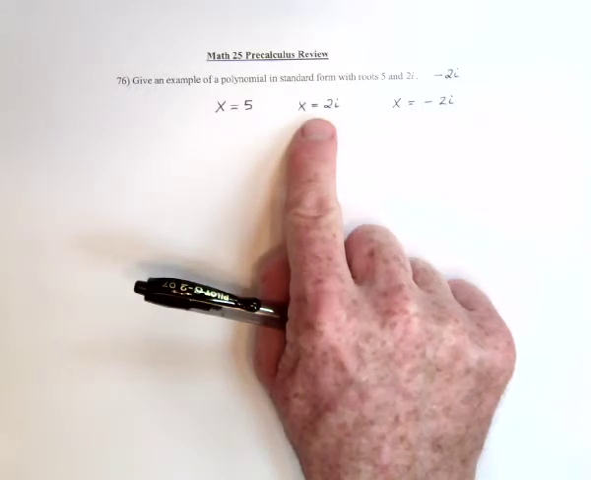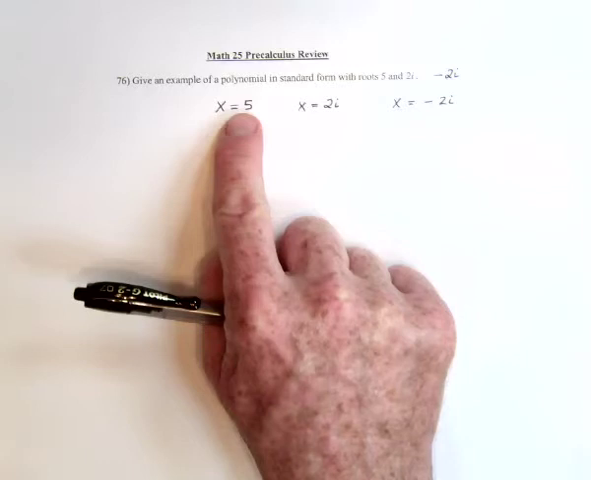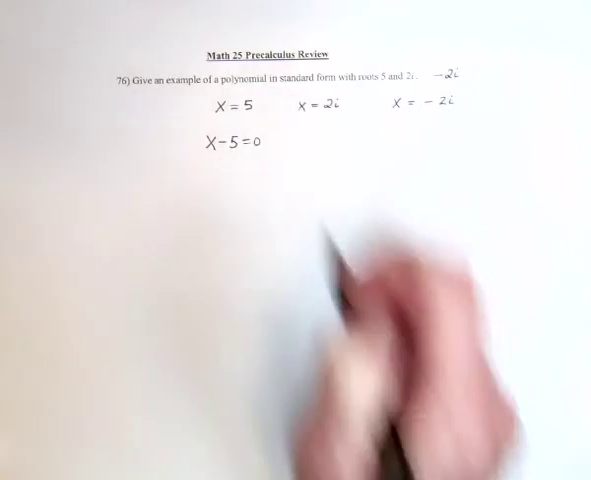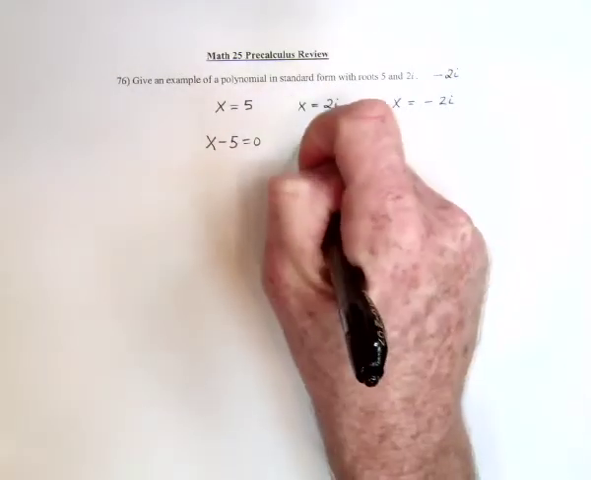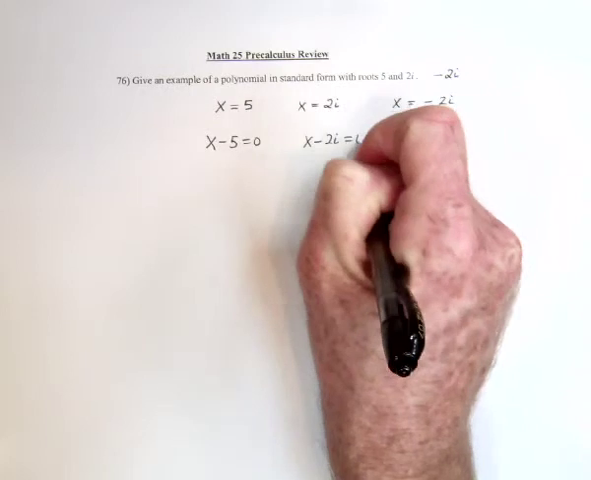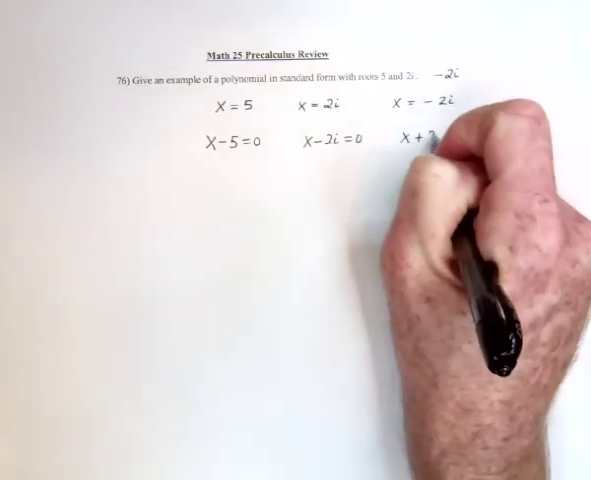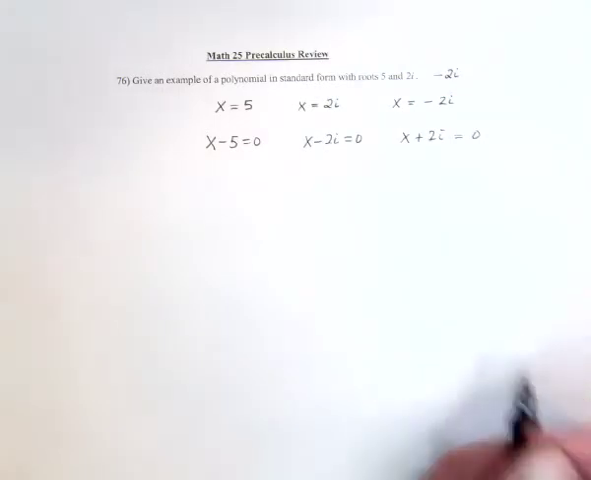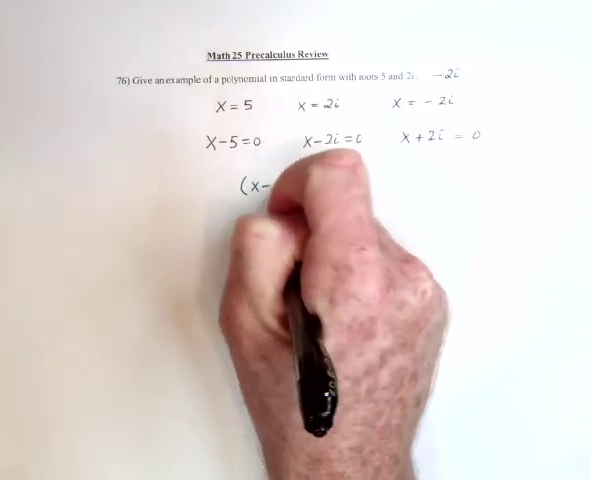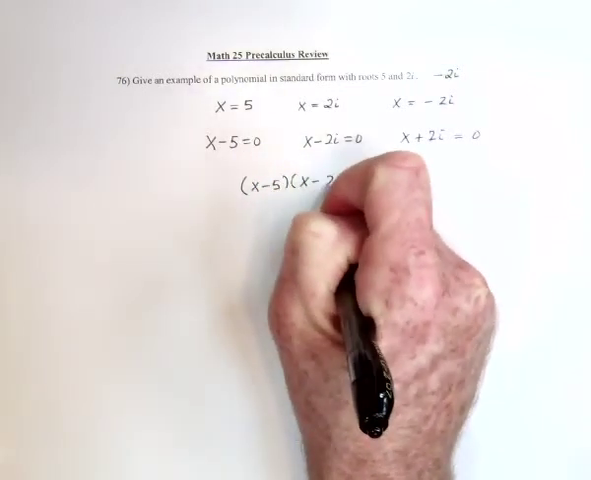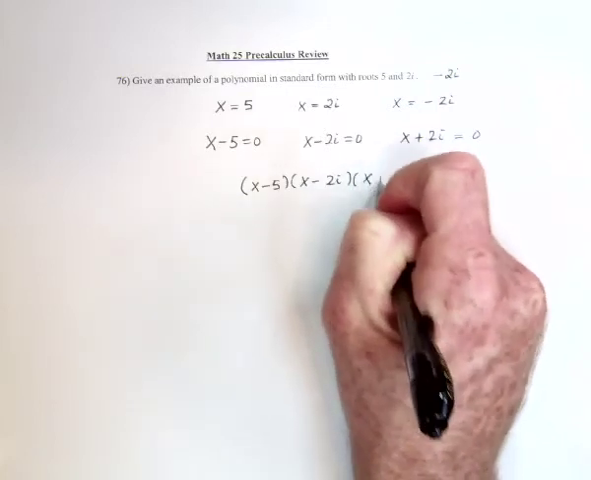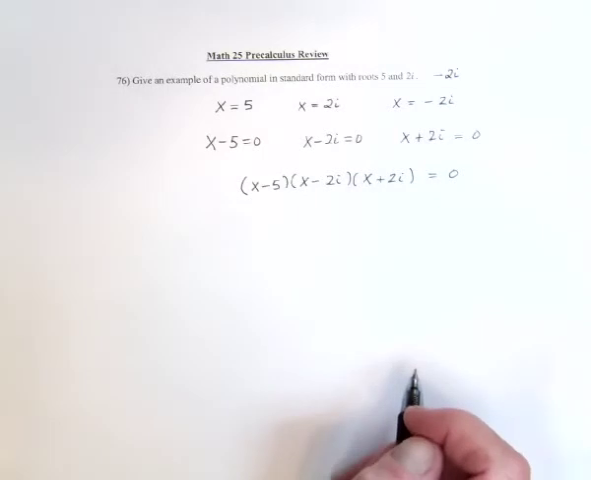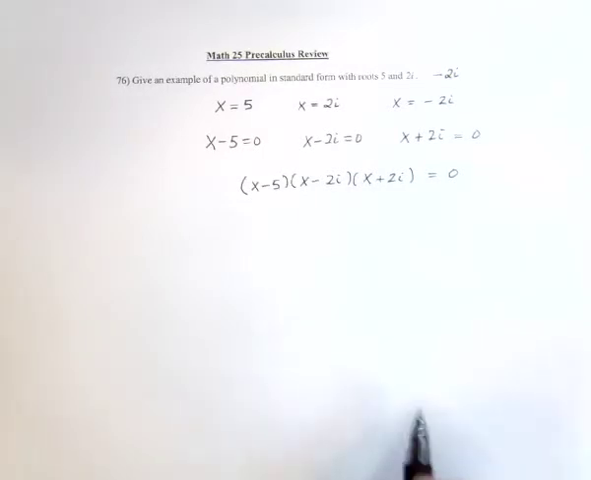If x equals 5 was the answer, and that's the final step, then the step right before that must have been x minus 5 equals 0. Likewise, x minus 2i equals 0. And here, x plus 2i equals 0. Then the step before that is that it must have been factored, and these were the factors. And then all we need to do is multiply this out, and then we'll have the polynomial.